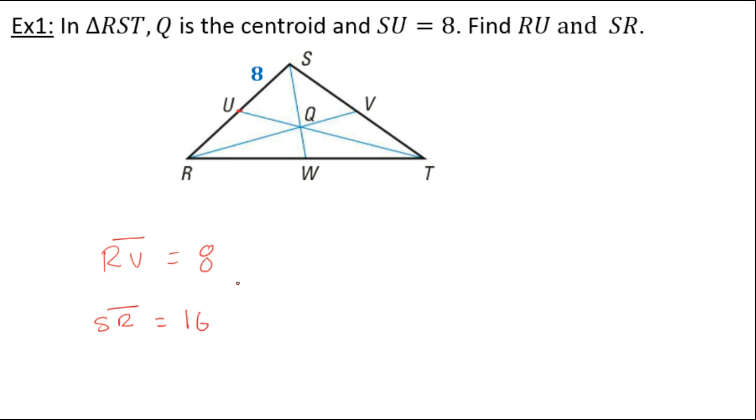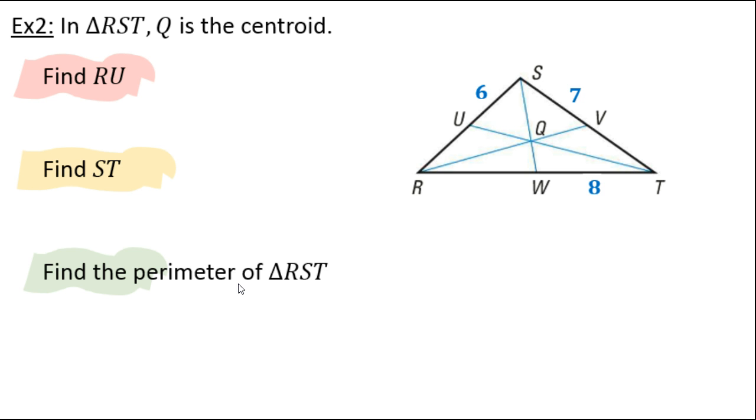And that's it. So we had a few more versions of this example for example 2. For the red, we needed to find what RU is. Again, this is the midpoint, meaning this segment should be equivalent to RU. So for red, this would be equal to 6. For ST, same deal here. This is the midpoint, meaning that this would also be 7. So if I wanted the full measurement of ST, it would be equivalent to 14.